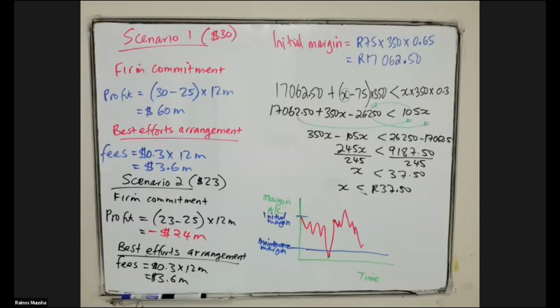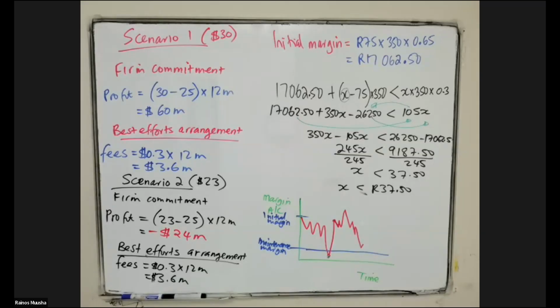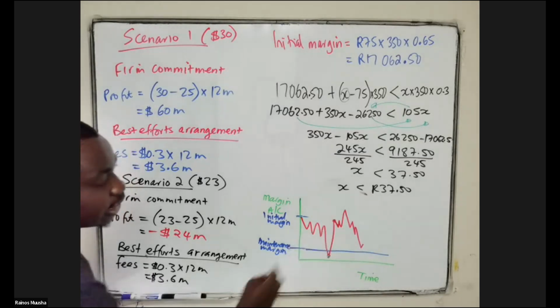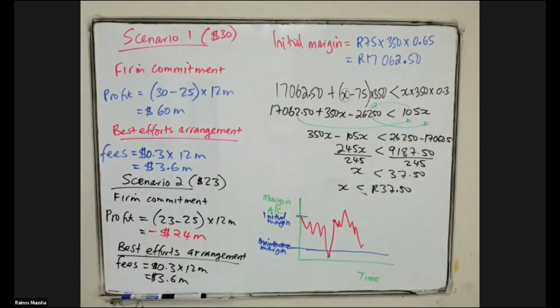So if the price of the security goes down to 37 Rand 50, that's when we're going to be receiving a margin call. Because remember, we would have suffered exponential losses, and because of this, we need to top up our account so that we're able to go back to the initial margin. Are we on the same page?